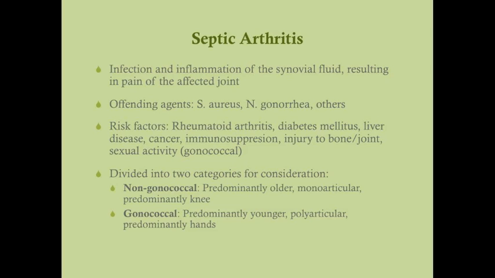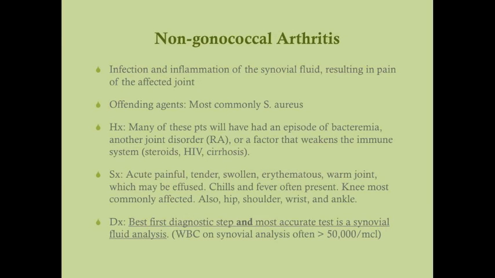It's also associated with tenosynovitis. Tenosynovitis means inflammation of the joint and the tendon. So gonococcal arthritis can actually cause a pain that's not only in the joint, but runs up the course of the tendon. That's something to keep in mind with gonococcal arthritis. So let's focus on non-gonococcal arthritis for now, and the offending agent is most commonly Staphylococcus aureus.